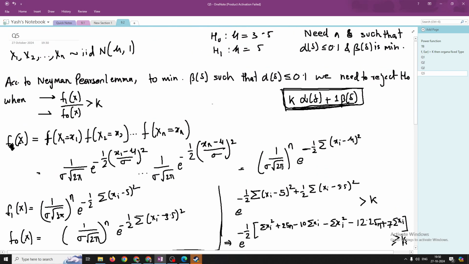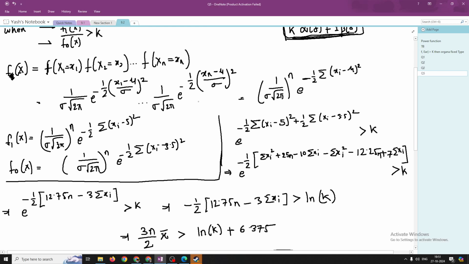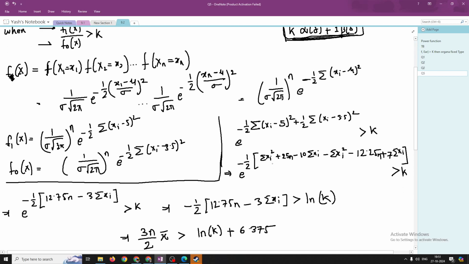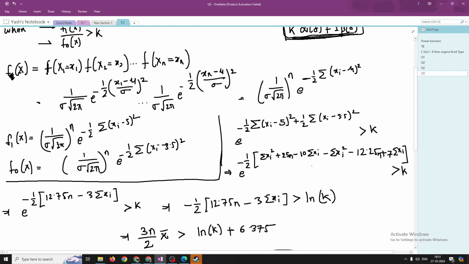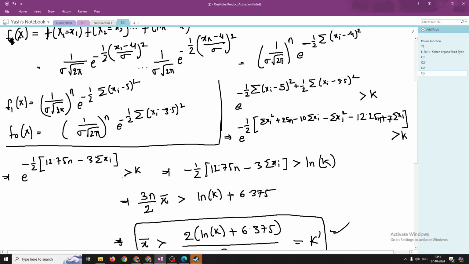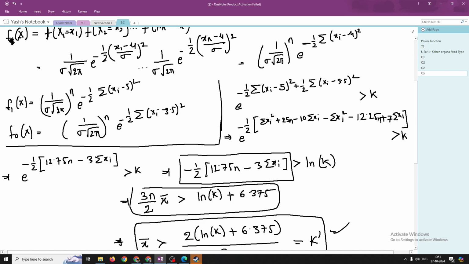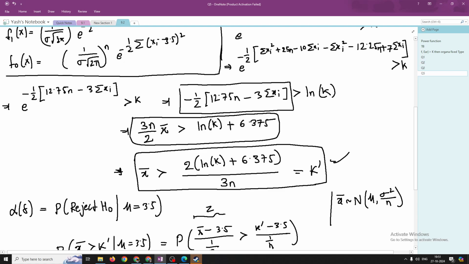And this is a very mechanical thing. Every question you need to do the same thing over and over again, right? And why at this point I was saying that this much calculation is going to be inconsequential? Because here, after doing all this, I get this expression, but I never really use that expression. Whatever comes here, we will take as k prime, and then I'm going to reject.